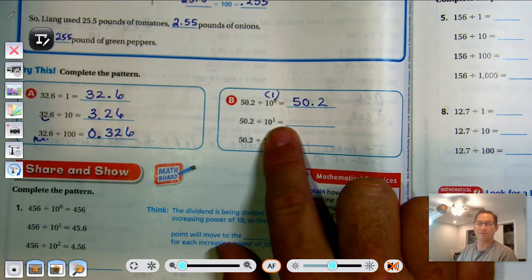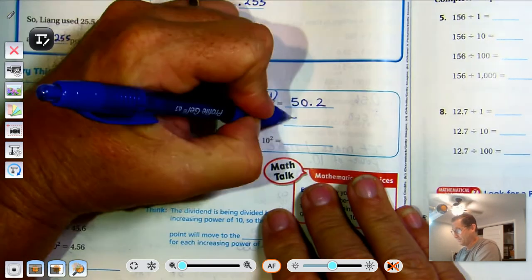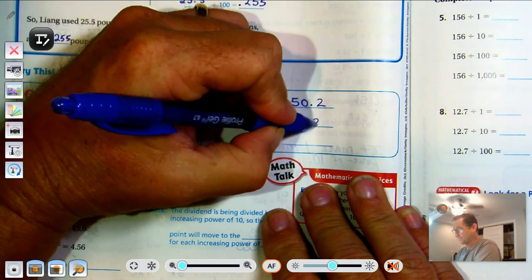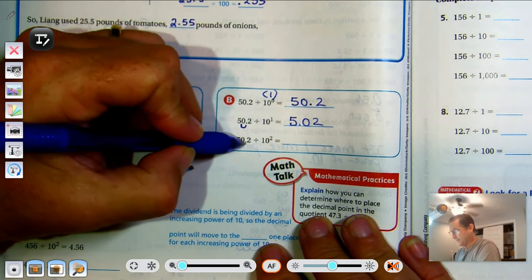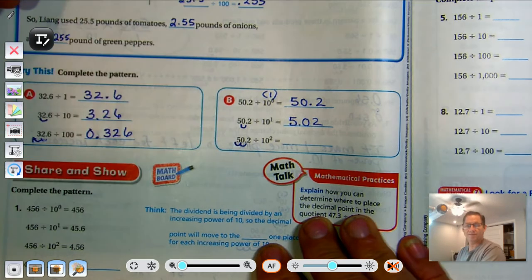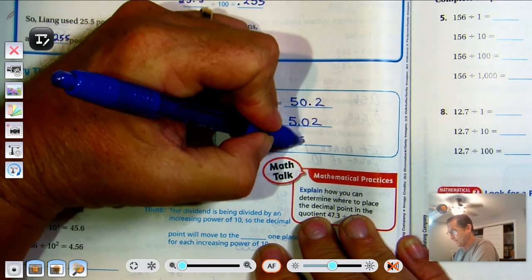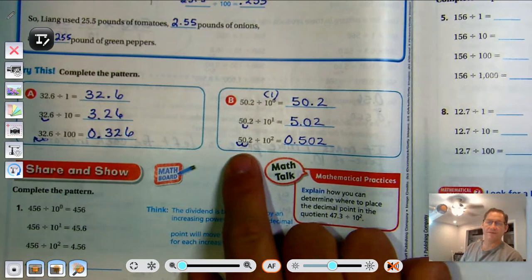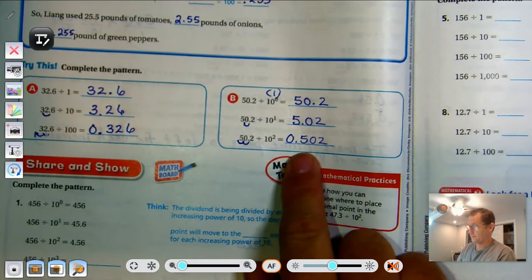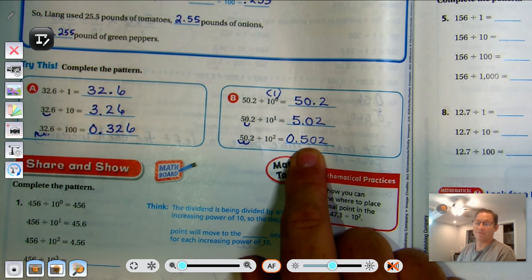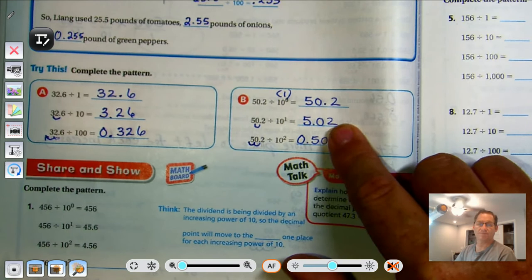Then when we divide by 10 to the first, take the decimal point, move 1 place to the left. And 10 to the second, take the decimal point and move 2 places to the left. Again, 50 divided by 100. 50 over 100 would be 50 hundredths, right? And that's kind of what we have here, right? We have 502 thousandths. But if we only looked at the hundredths, we'd have 50 hundredths.